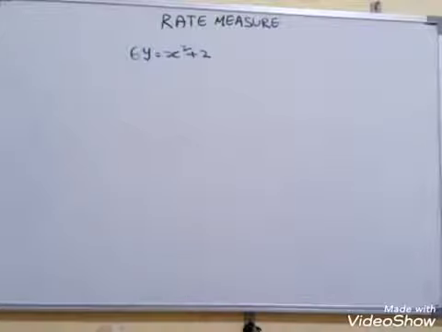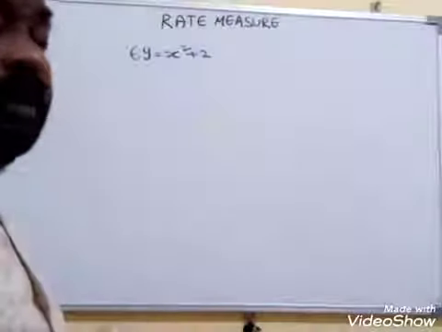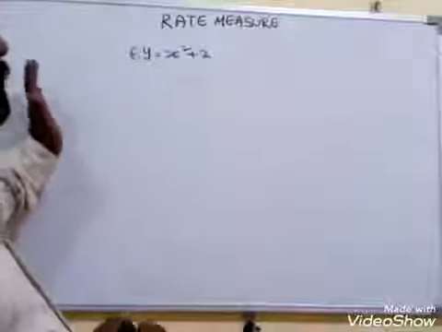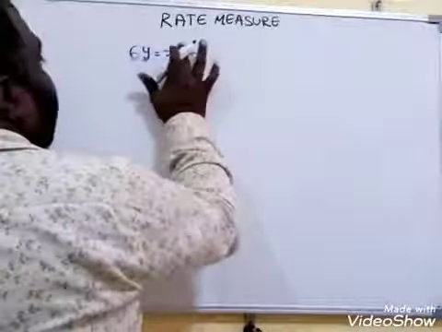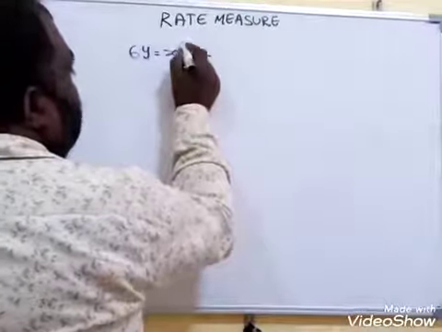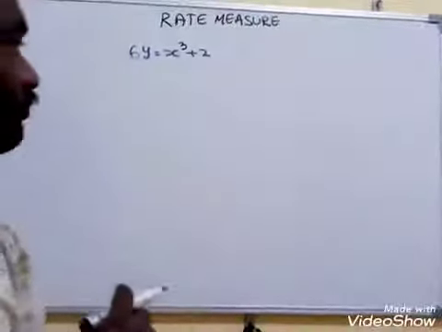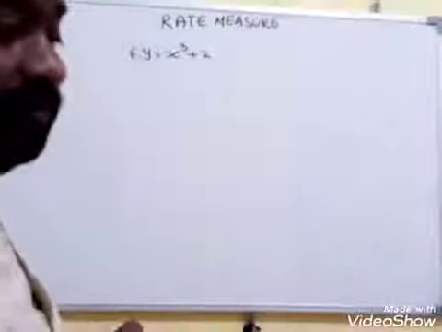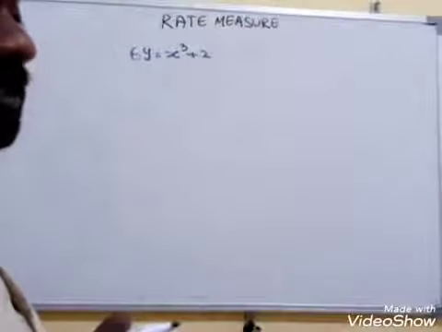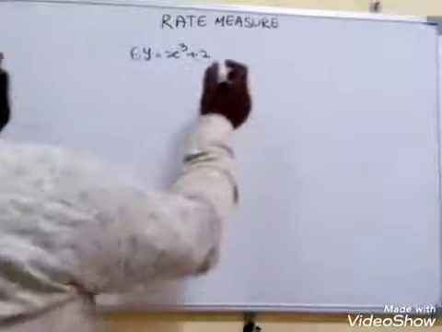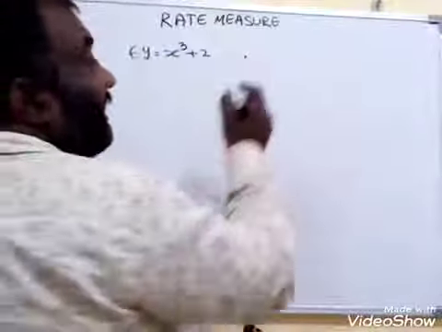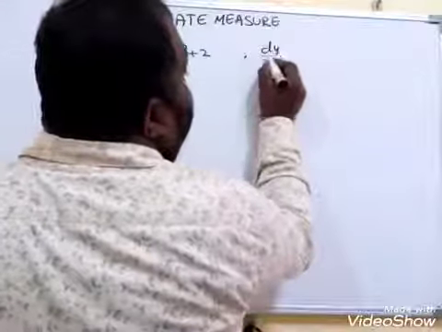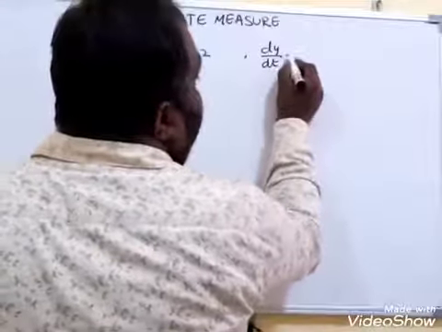Here we are going to discuss one more problem. Find the coordinates of the point on a particle moving on the curve 6y is equal to x cube plus 2. Now we have to find the point on this curve at which the y coordinate changes 8 times as fast as the x coordinate.